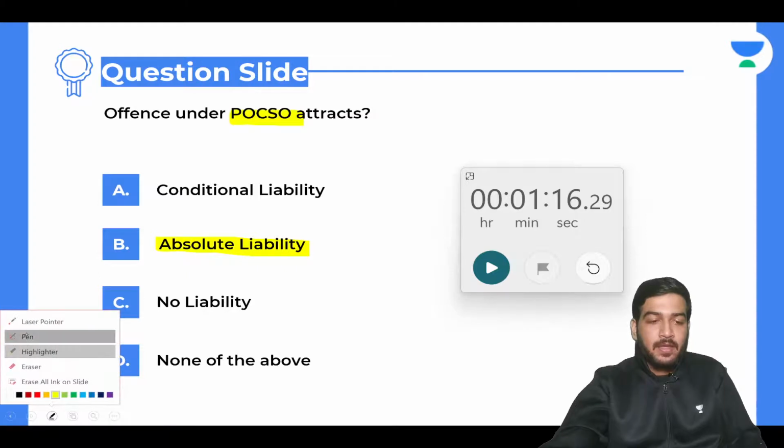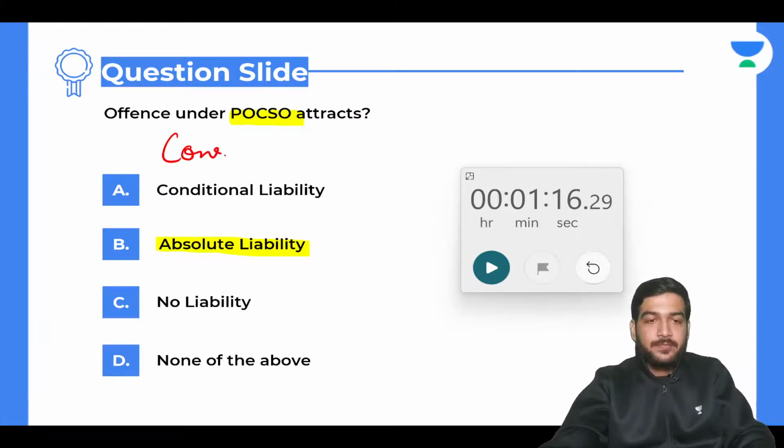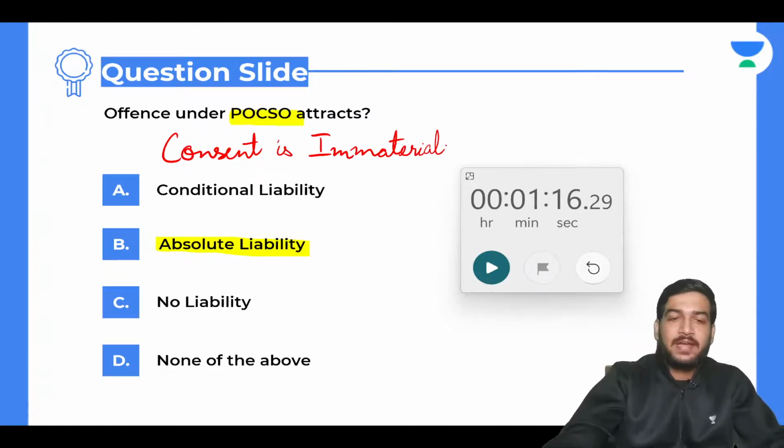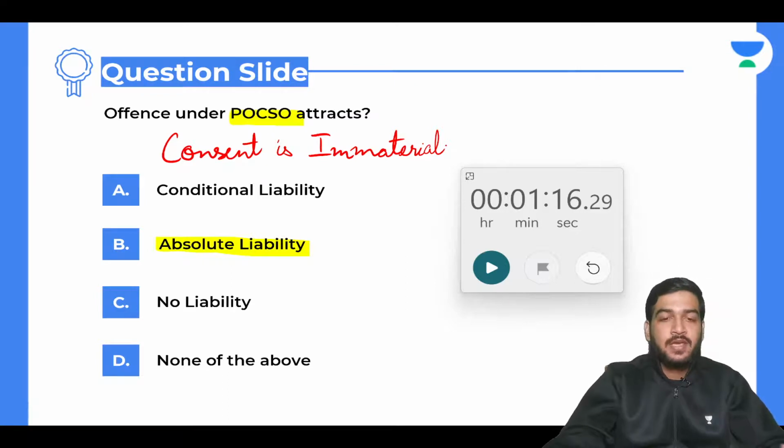Meaning, consent is immaterial. Even if you provide consent to A person or B person, it does not matter. You get absolutely liable under the offense. If you have the intent of a sexual offense, then there will be absolute liability. Whether skin to skin contact happened or not does not matter. Punishment is uniform and it is absolute liability.